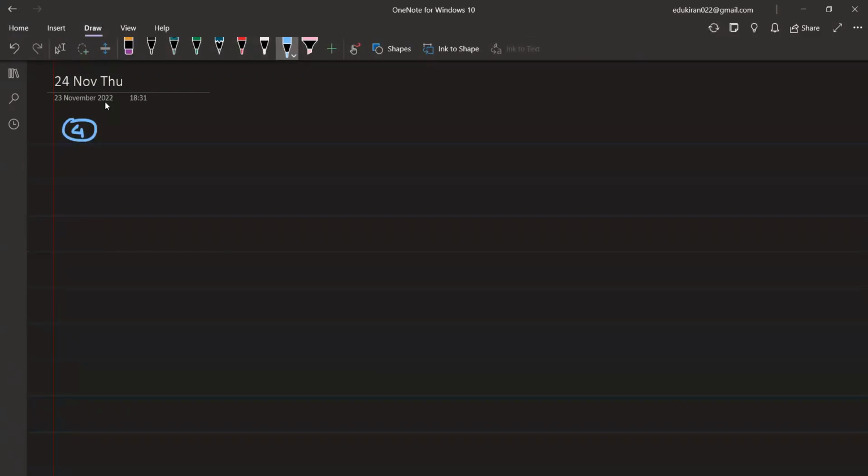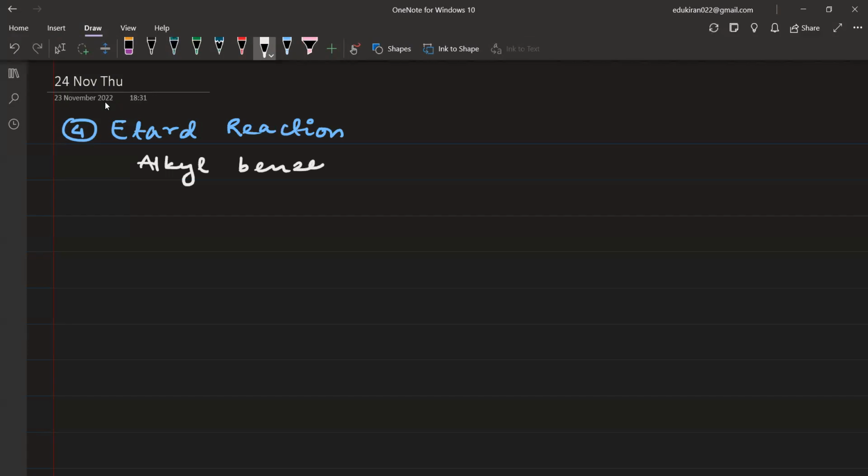This is another name reaction. Please write Etard reaction. Please write with me. Alkyl benzenes can be oxidized to benzaldehydes.